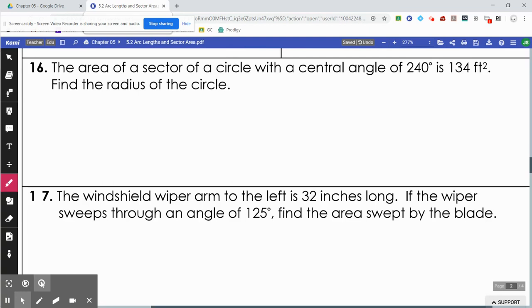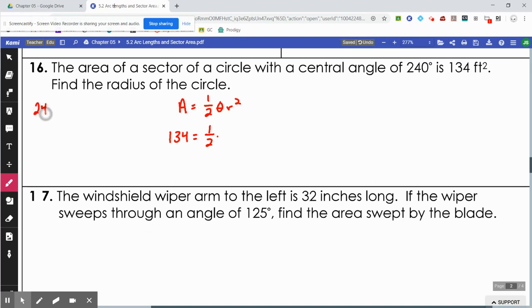Okay, number 16 says the area of the sector of a circle with central angle 240 is 134. So we're working this problem backwards. Let's write down our formula: area is equal to 1/2 theta r squared, and plug in what we know. We know that the area is 134, so plug that in for A. We have our 1/2. We have our central angle of 240, but again, 240 has to be converted to a radian measure. That's in degrees, so we're going to multiply by pi over 180. So our degrees would cancel.